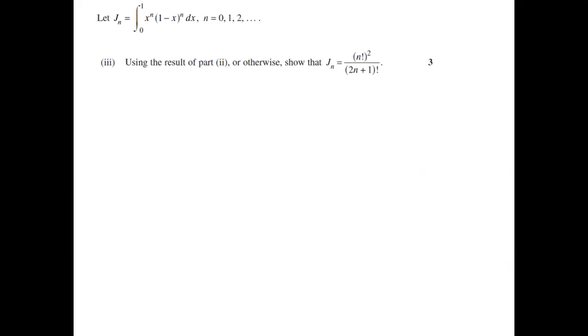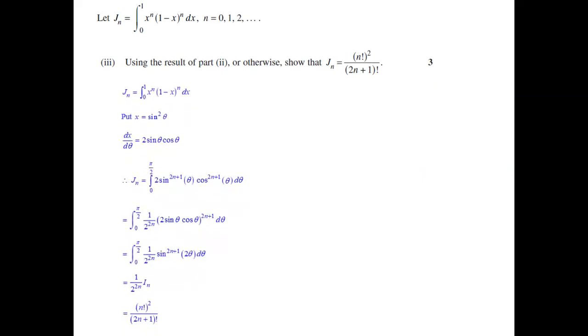Part 3. What I have to show here is that Jn, which is n factorial all squared over 2n plus 1 factorial. And this is to use the results from part 2 or otherwise. All right, so let's just go through.